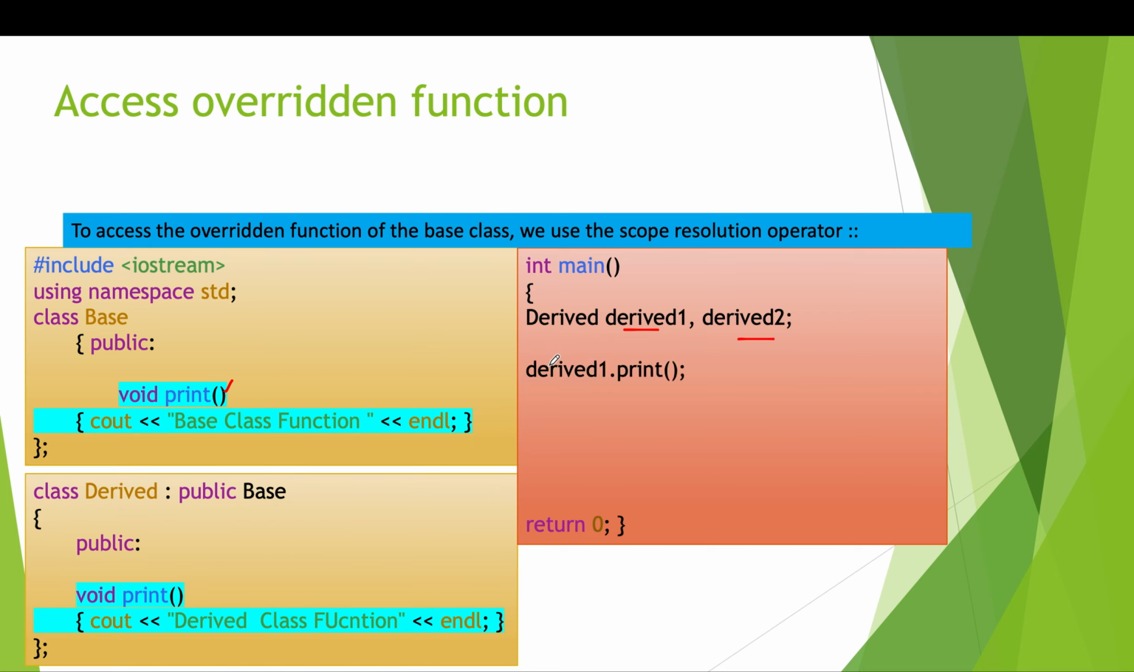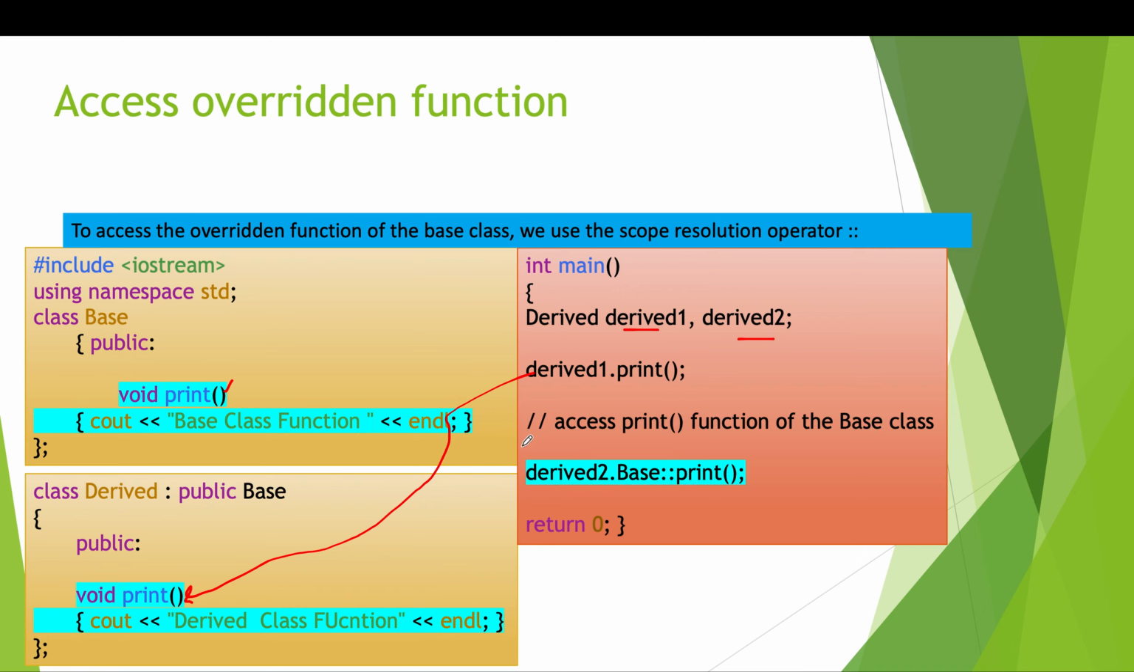After that we are calling derived1.print, and what will happen? This particular function will be called, that is, the function of the derived class. But suppose due to some requirement you want to call the function of the base class using the object of the derived class, how can it be done? It can be done this way: you write the object of the derived class, the dot operator, the name of the base class, the scope operator, and then the name of the function.